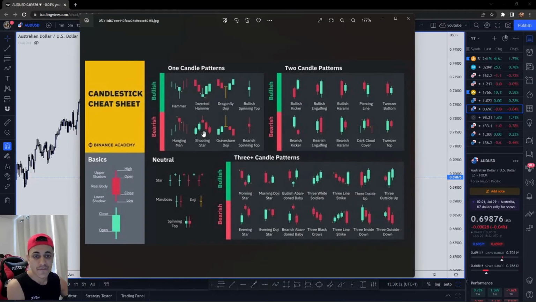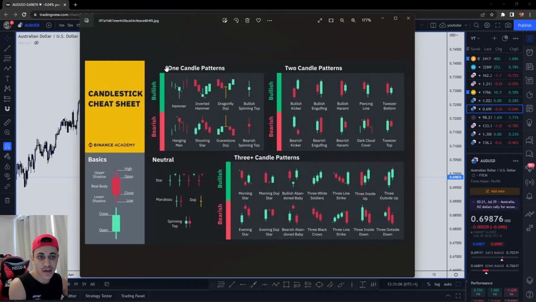Now, I have a picture here of all the major candlestick patterns. We've got one candlestick patterns, which is hammer, inverted hammer, doji, and so on, bearish. So in this video, we're going to be spotting these in the real-life market. I'm going to go to AUDUSD 1 hour charts, and we're going to see if we can spot some of these patterns, and then hopefully find trades and show you how you can implement that in your trading to find high probability setups.